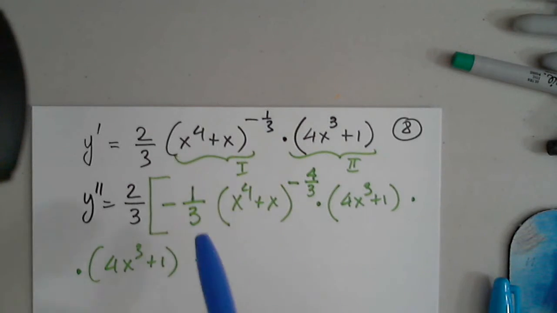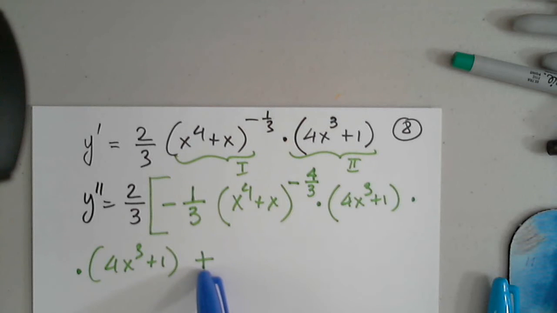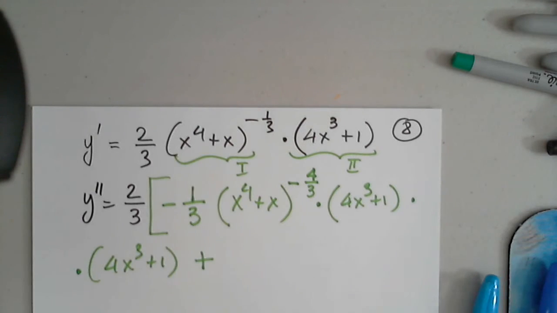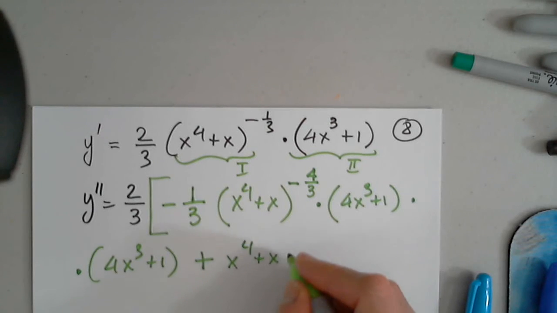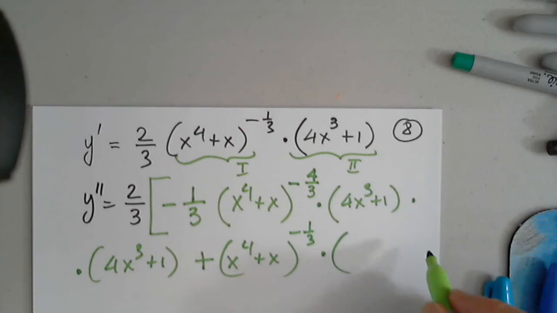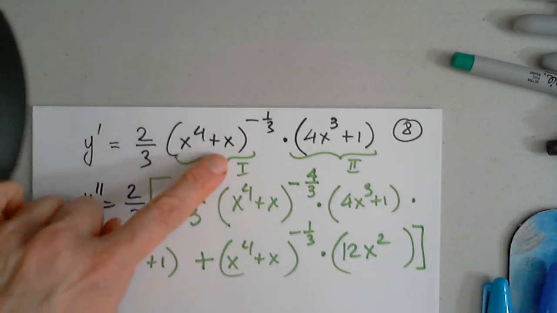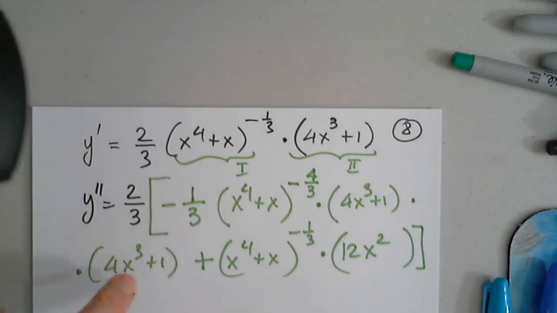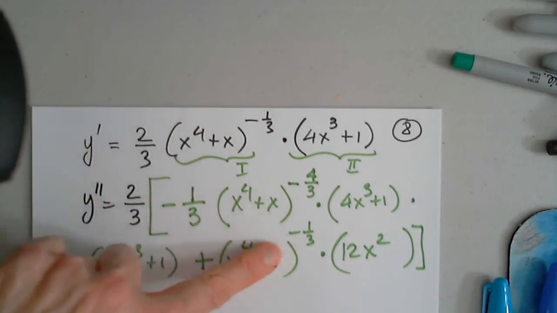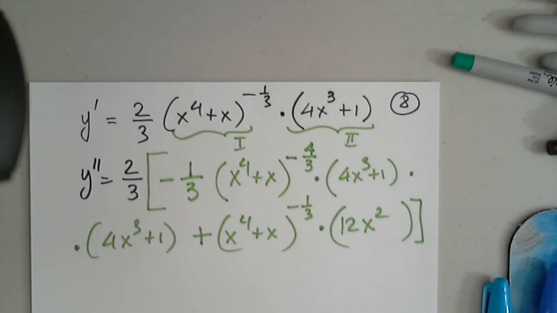The first function prime is this times the second function plus the first function now times the second function prime. 12x squared. So remember the product rule: the first function prime times the second one plus the first function times the second one prime. And no, I'm not going to attempt anything here.